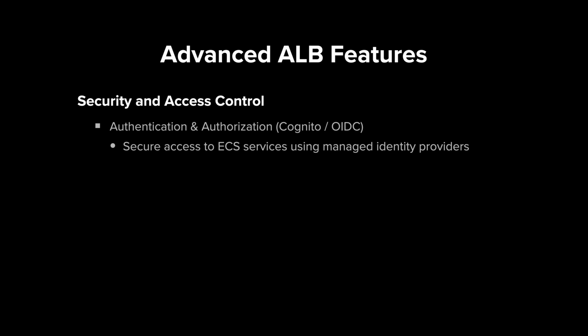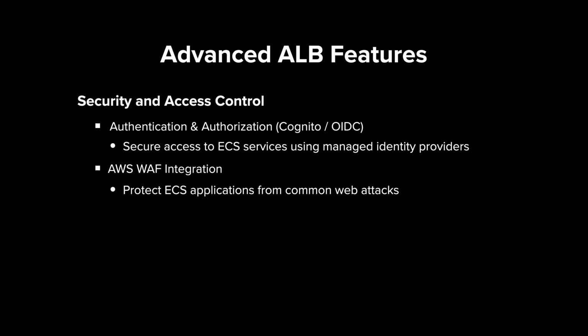Now let's move on to security and access control when using an application load balancer with Amazon ECS. You can integrate authentication and authorization using Amazon Cognito or OpenID Connect. This allows you to control access to your ECS services at the load balancer level. You can also integrate AWS WAF with your application load balancer. This helps protect your ECS applications from common web attacks. For example, SQL injection and cross-site scripting.